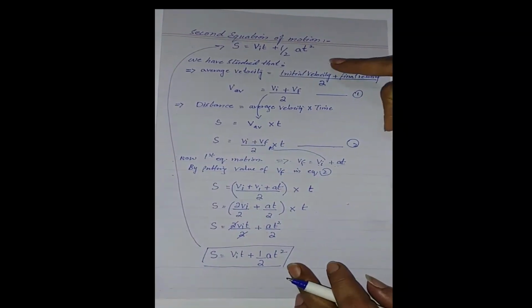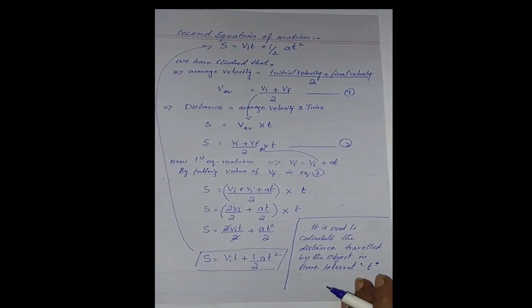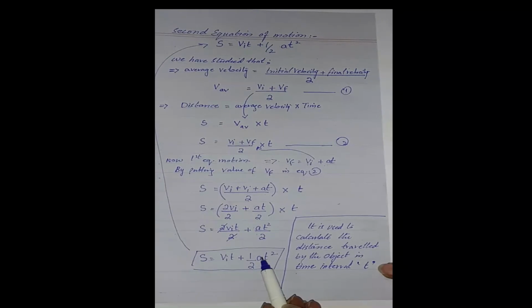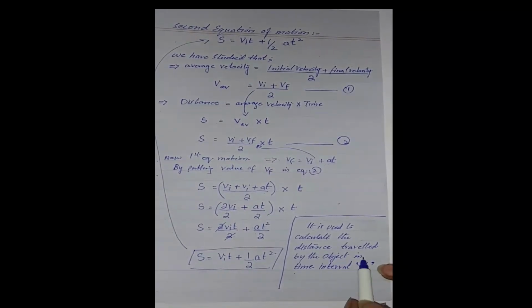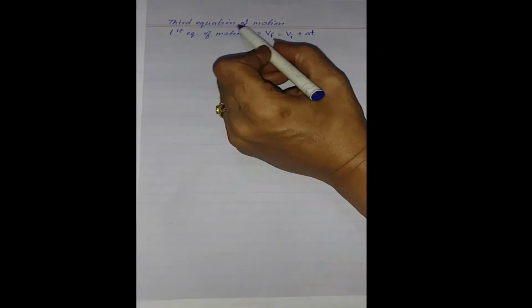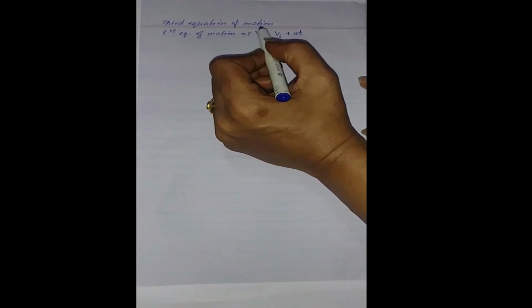This is Newton's second equation of motion. This Newton's second equation of motion is used to calculate the distance traveled by the object in a time interval. Now we are going to derive the third equation of motion.